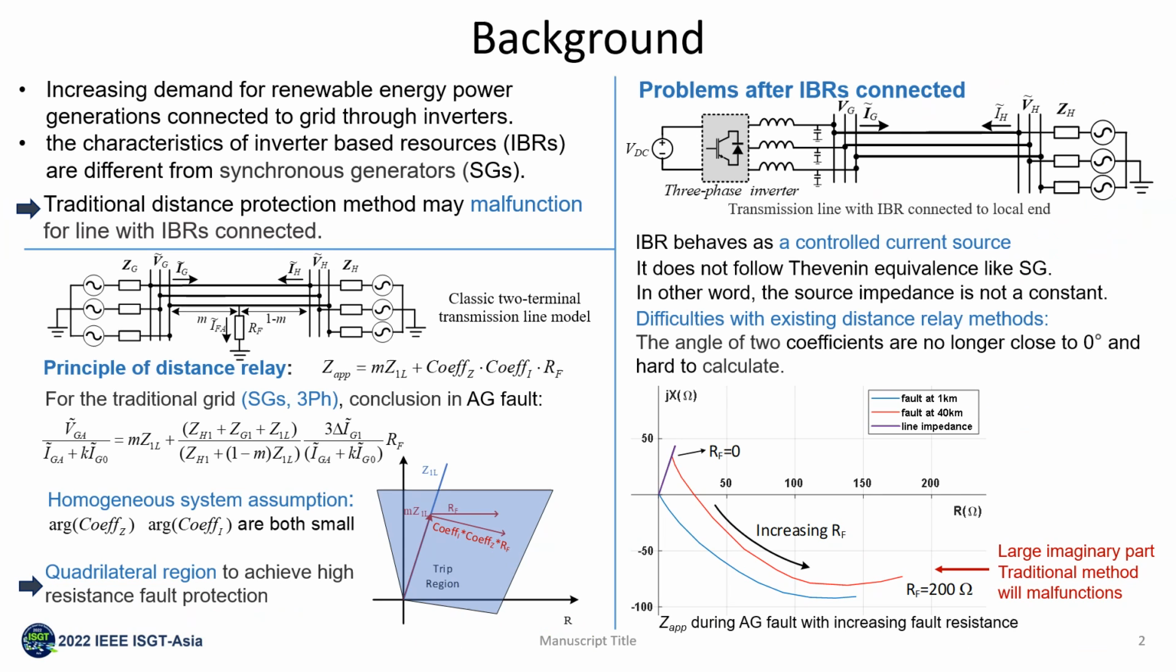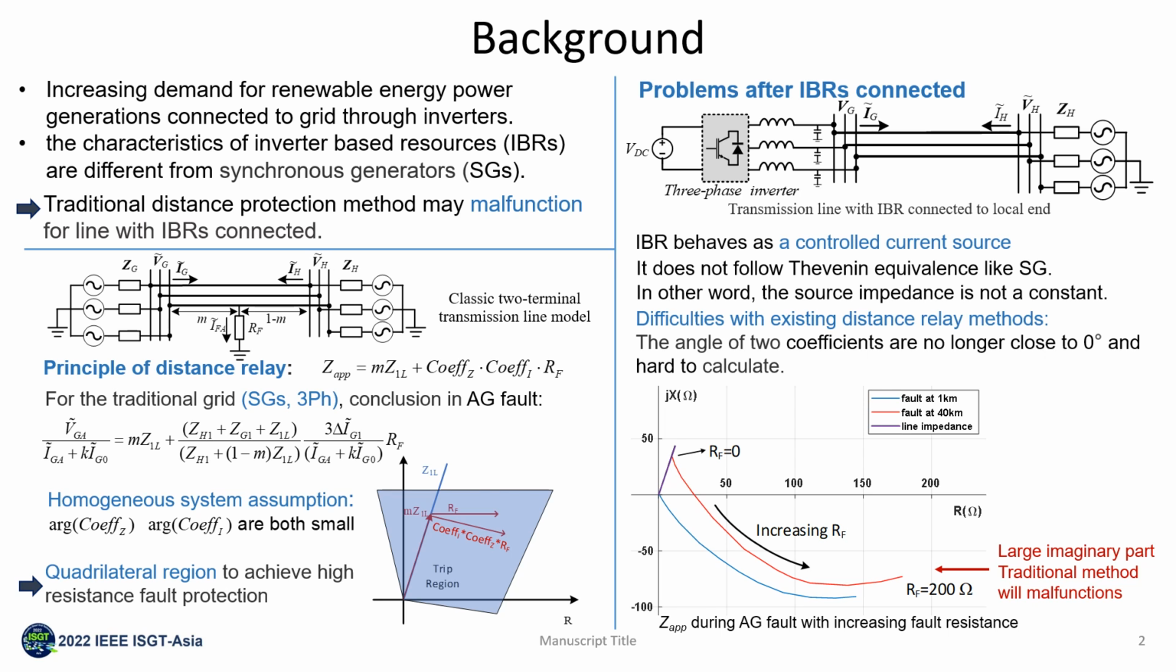Renewable energy power generation is connected to the grid through inverters, called inverter-based resources, or IBR. However, the output characteristic of IBR is different from synchronous generators. The latter is the basis of classic fault analysis and relay design. Earlier research and fault cases have shown that traditional distance protection methods may malfunction, especially in high-resistance faults, after IBRs are connected. To explain this phenomenon, let us review existing distance protection methods.